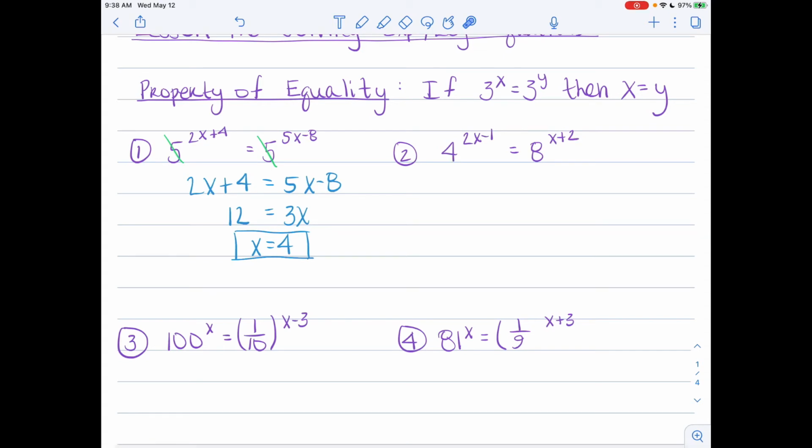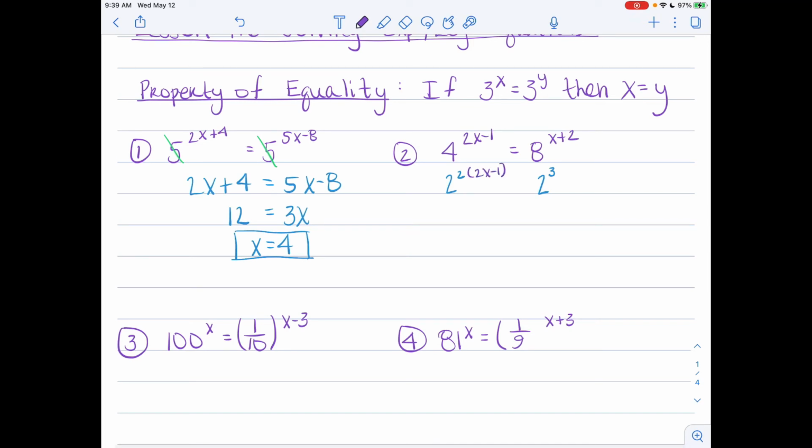Well, I know that 4 and 8 have a 4 in common, but I can't rewrite 8 as 4 raised to a power. However, what I can do is rewrite both of these with a base of 2, because 4 can be rewritten as 2 raised to the second power, and 8 can be rewritten as 2 raised to the third power.